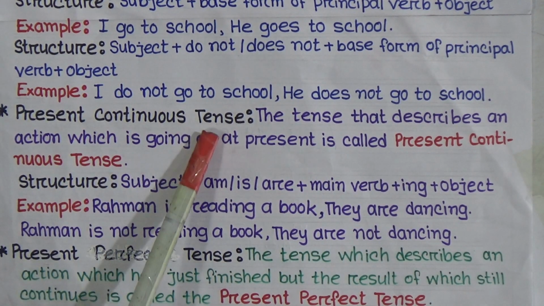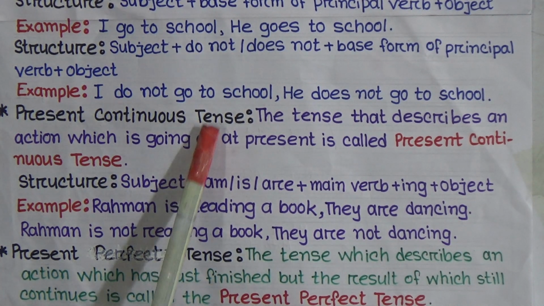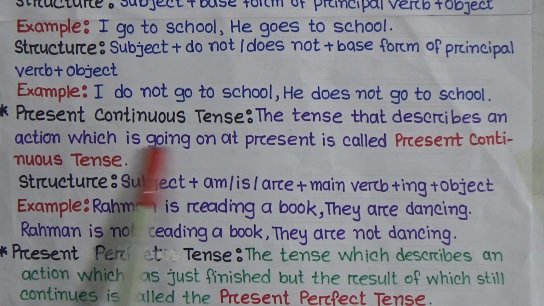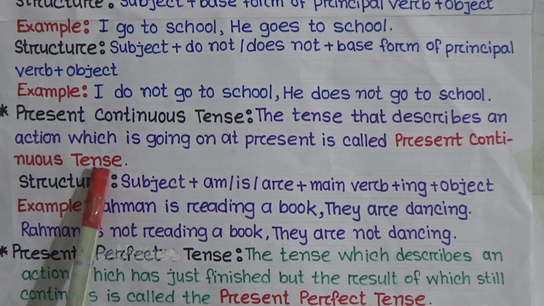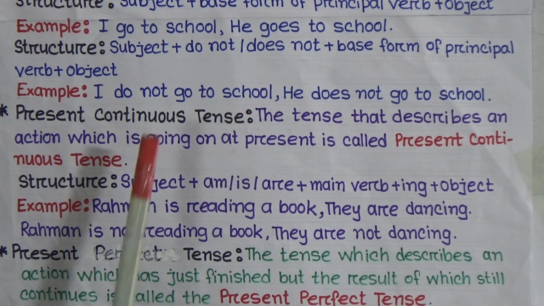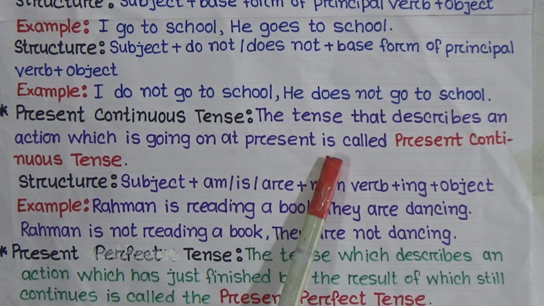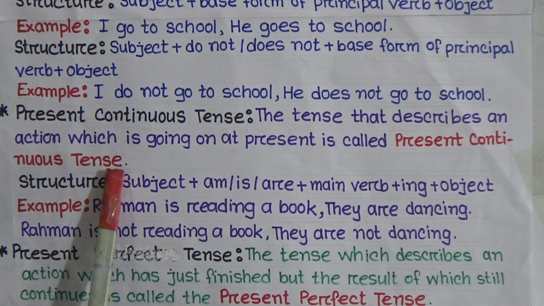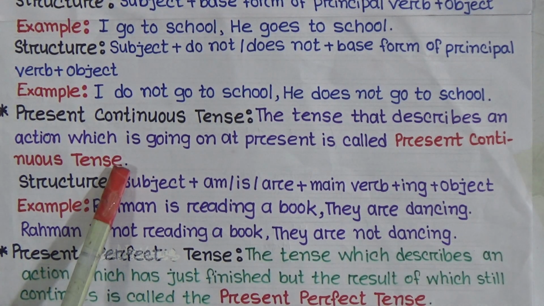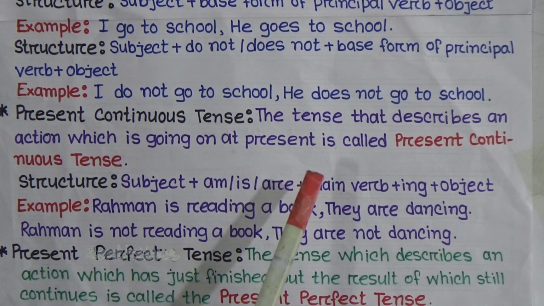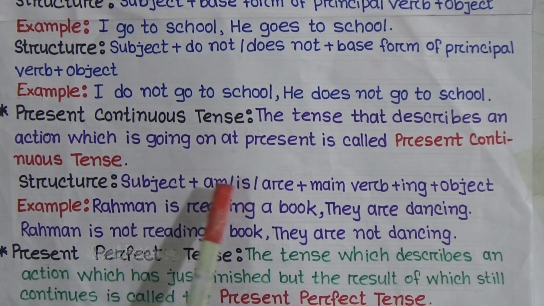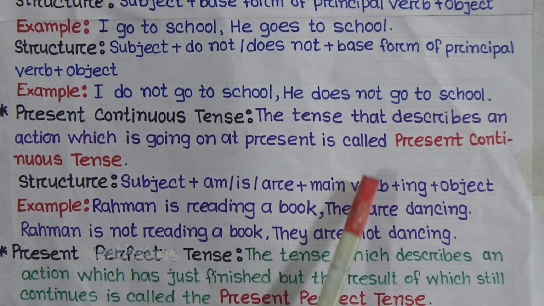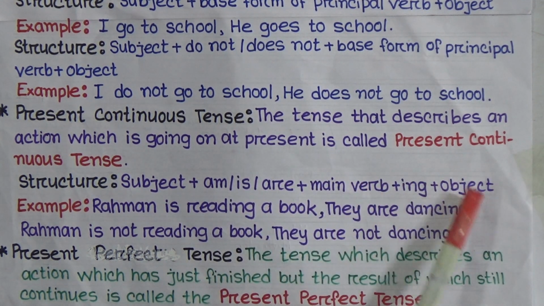Next, present continuous tense. So what is present continuous tense? The tense that describes an action which is going on at present is called present continuous tense. I'm repeating, the tense that describes an action which is going on at present is called present continuous tense. It means when an action or an incident is going on at present or at this moment, it is called present continuous tense. And the structure for present continuous tense is subject plus am or is or are, then main verb, then we have to add ing with the main verb, then object.